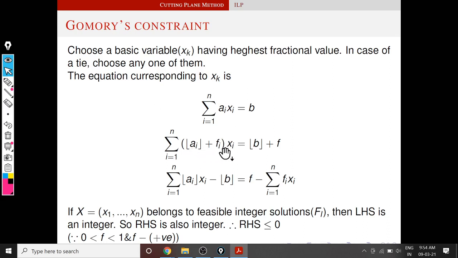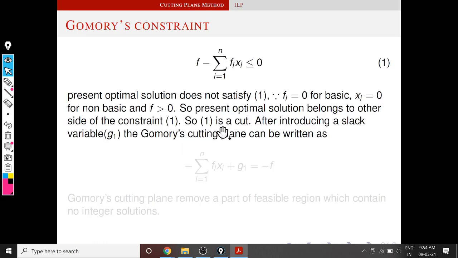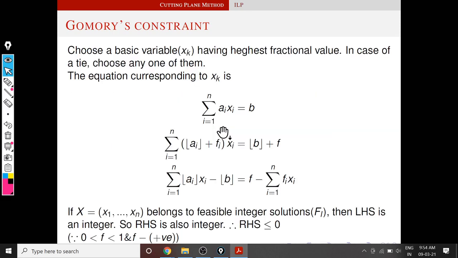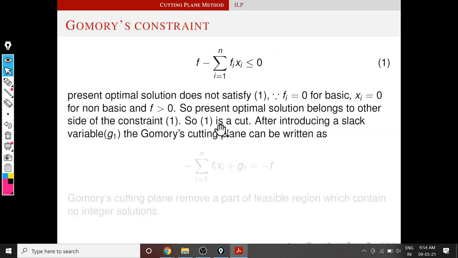Their fi's are the fraction corresponding to these numbers. For the present optimal solution, these fi's are 0 for basic variables and xi is equal to 0 for non-basic variables. So this sum is 0. For basic variables fi's are 0, for non-basic variables xi's are 0.